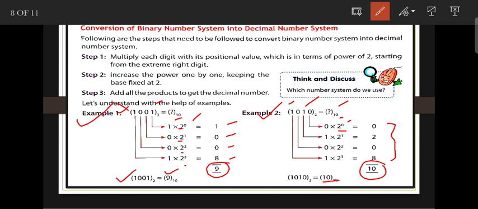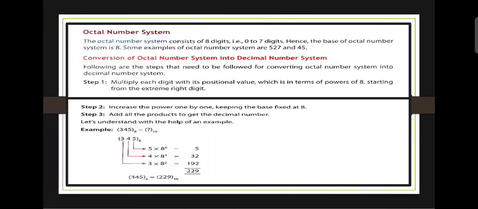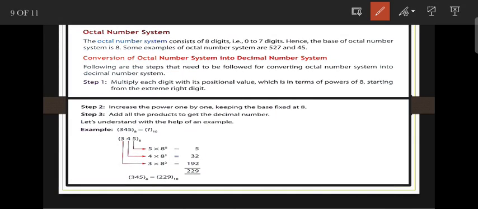Next is the octal number system. The octal number system consists of 8 digits. The decimal number system consists of 10 digits, the binary number system consists of 2 digits, and the octal number system consists of 8 digits, which are 0 to 7. The base of the octal number system is 8.